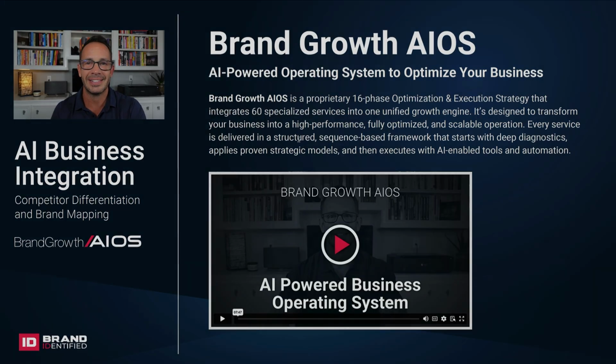BrandGrowthAIOS.com as well. The Brand Growth AIOS is a complete operating system for your business. It's a proprietary 16-phase optimization and execution strategy that pulls together 60 specialized services into one unified growth engine. The entire system is designed to take your business from where it is today and transform it into a high-performance, fully optimized, and scalable operation.